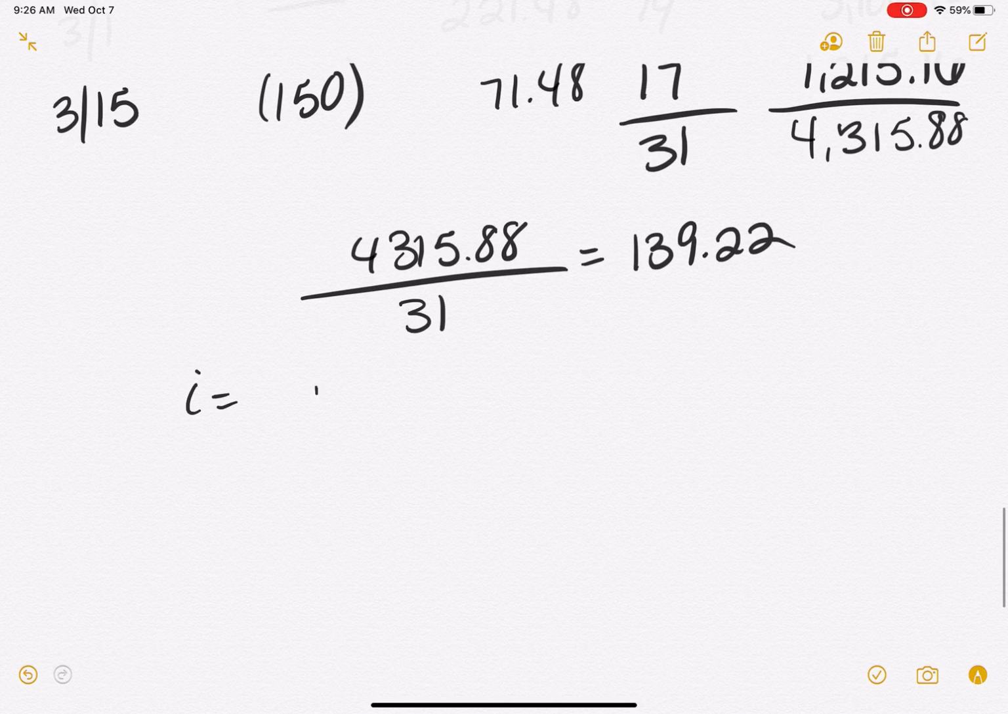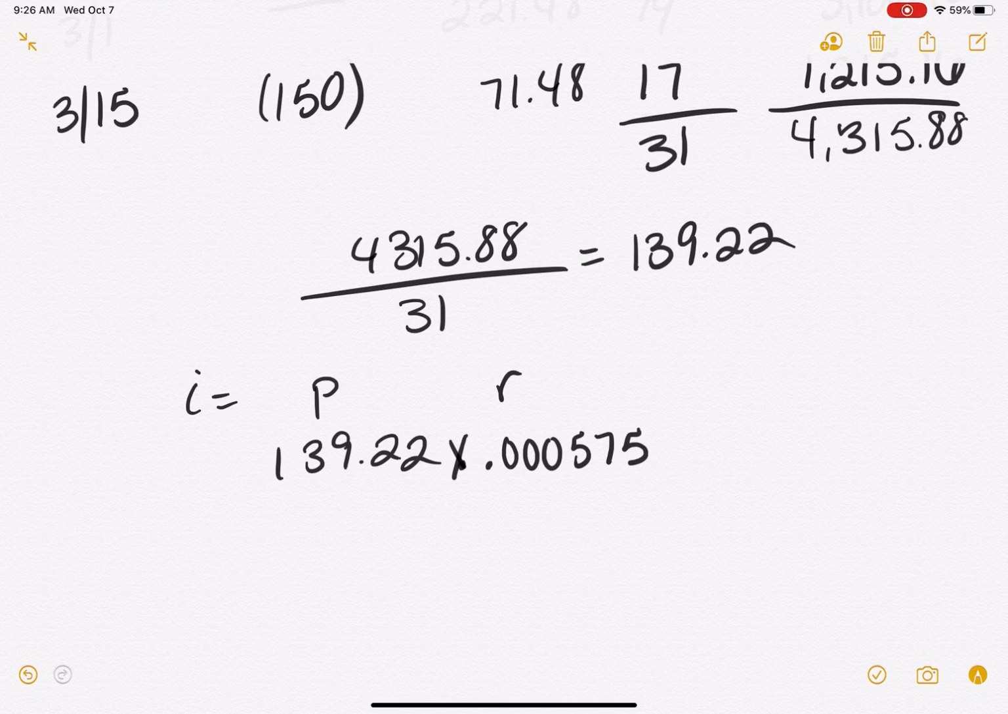So I equals P, 139.22, R of 0.000575, and T is the number of days, so how many days? 31. It's just a lot of steps, and you can't skip the steps or you're totally wrong. 2.48. I concur. Okay, but we're not done.